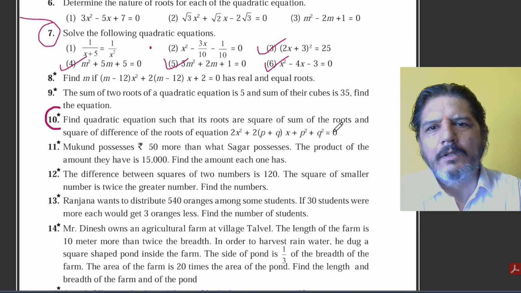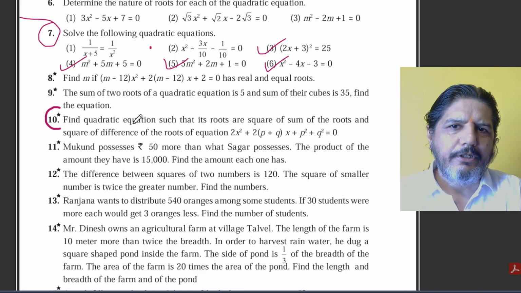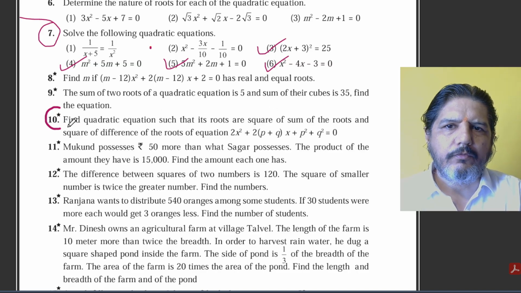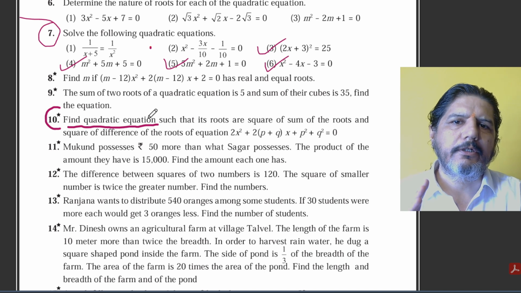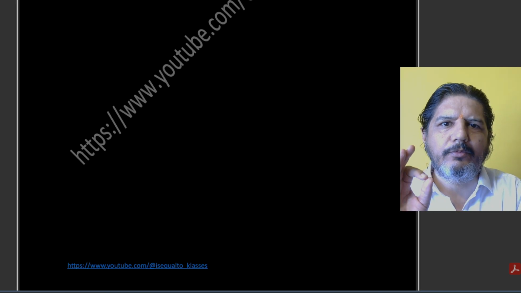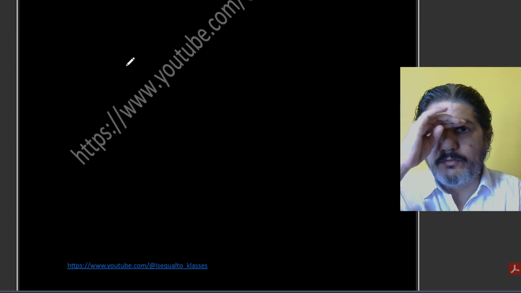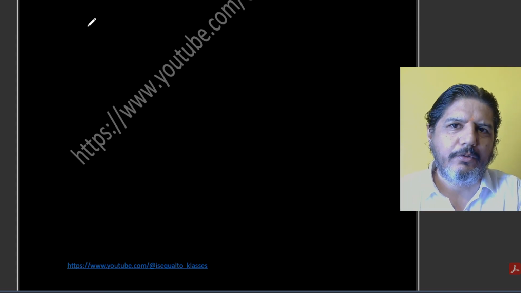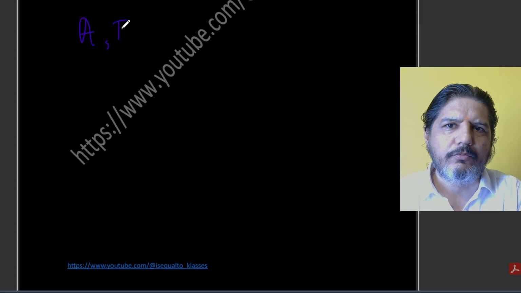So let's start. The first thing that we need to understand is that we have to formulate a quadratic equation. Now, how do we formulate a quadratic equation? Let me say that I want to form a quadratic equation whose two roots are a and b.